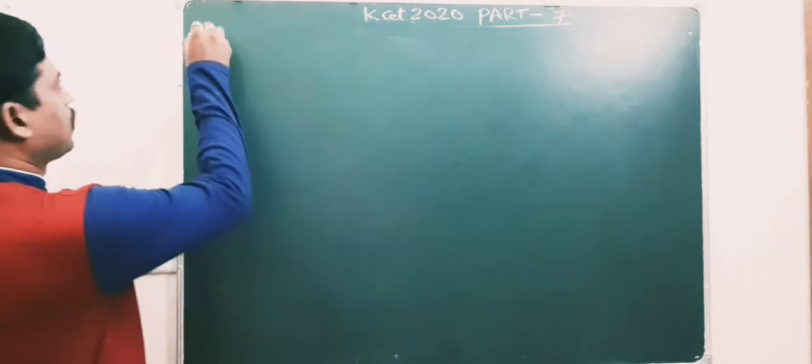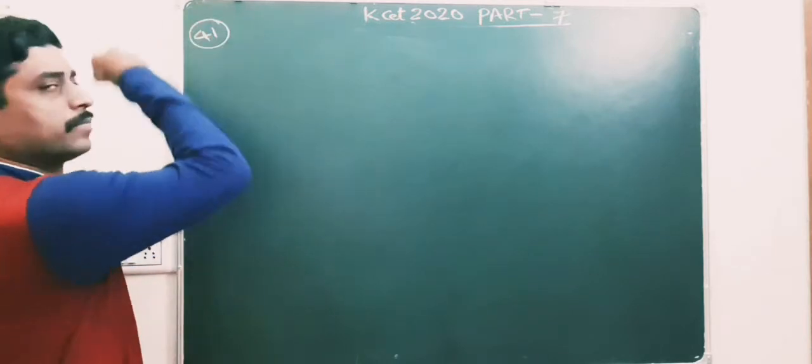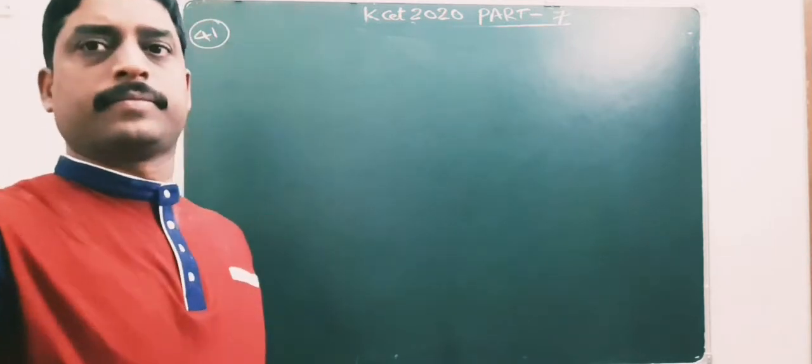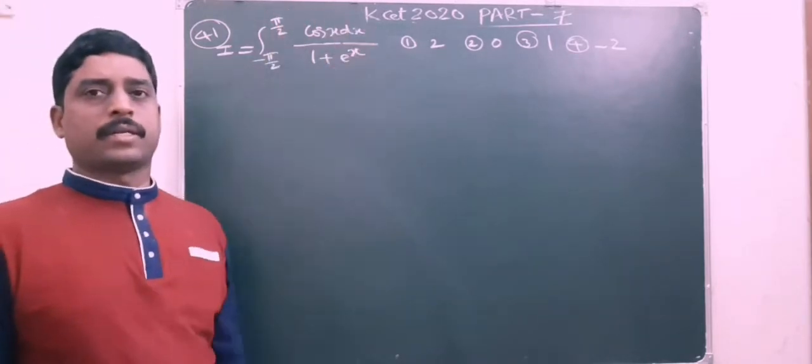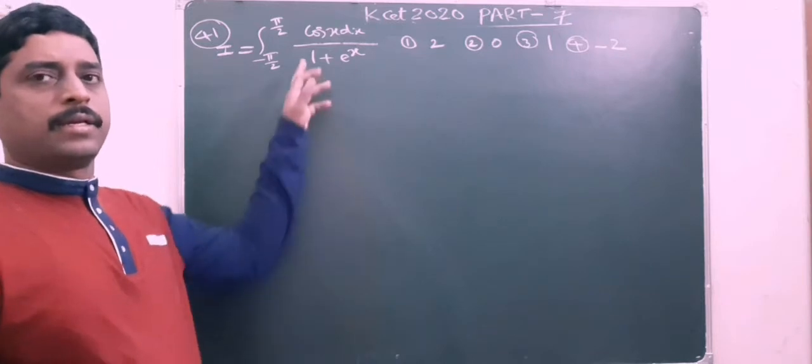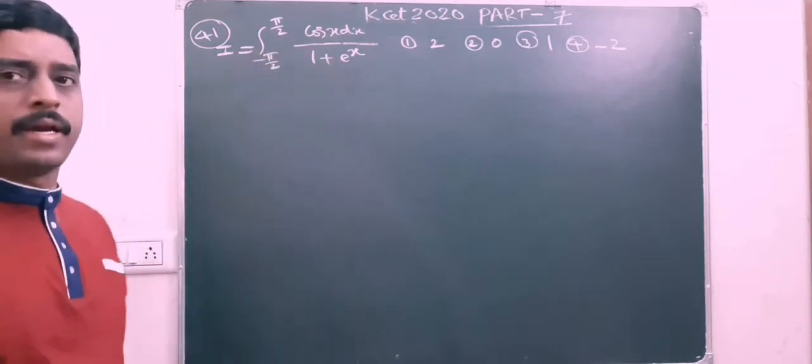So now explain question number 41. Integral from minus pi by 2 to plus pi by 2 of cos x dx by 1 plus e to the power x. So let the statement take I.